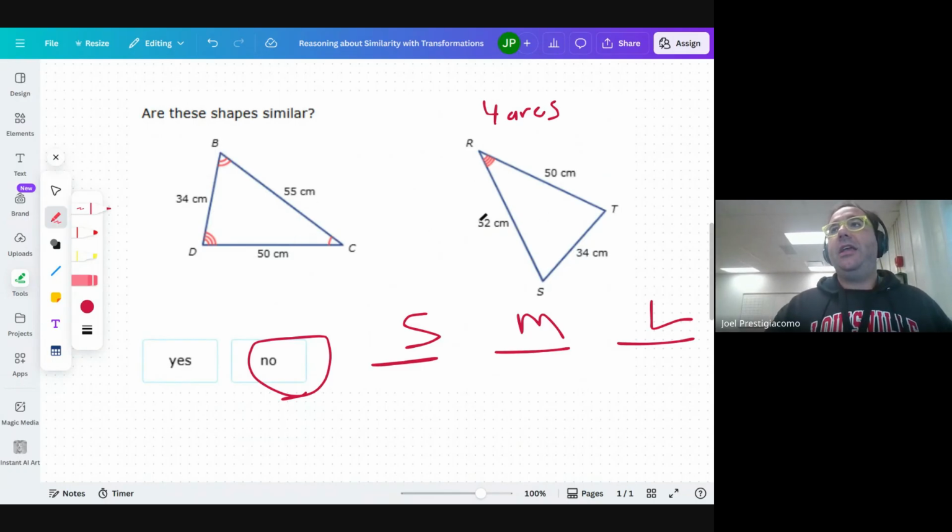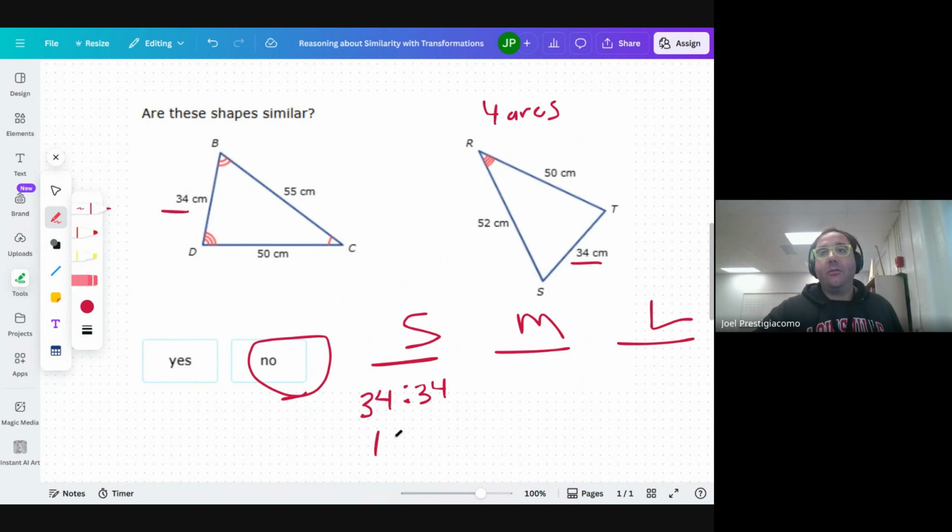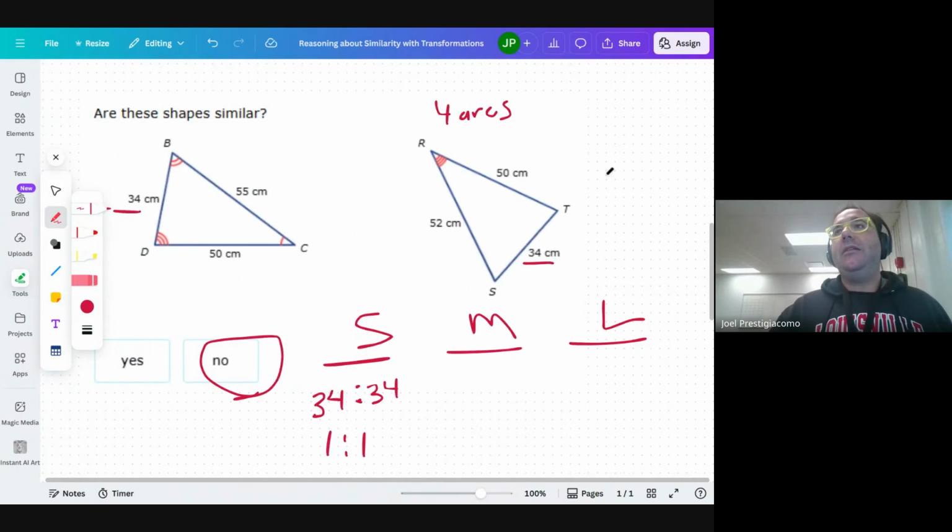If we looked at the smallest side of the triangle on the right, we have 34. On the left side, the smallest side is also 34. So notice that these are the same numbers. We're going to expect these would have to be 1-to-1. Every side would have to match in order for this to work. We can pretty easily see in just a second that's not going to work. If we look at our middle side, we see 50 and 50. This is 1-to-1.